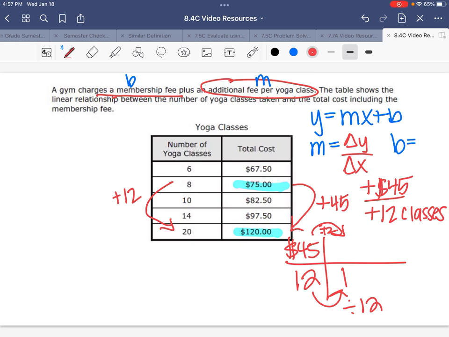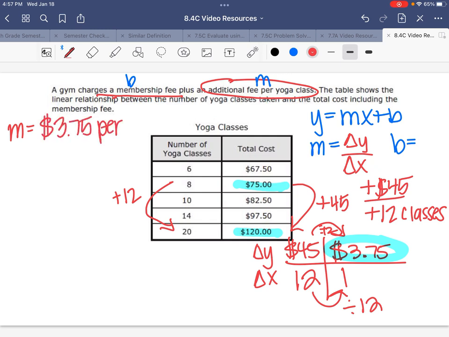So I take my calculator and I divide 45 by 12 to get 3.75. And what that means is it's an increase of 3.75. So as y increases by 3.75, x will increase by 1. So my cost per class is $3.75. So that's going to be my slope. So my slope is $3.75 per class.